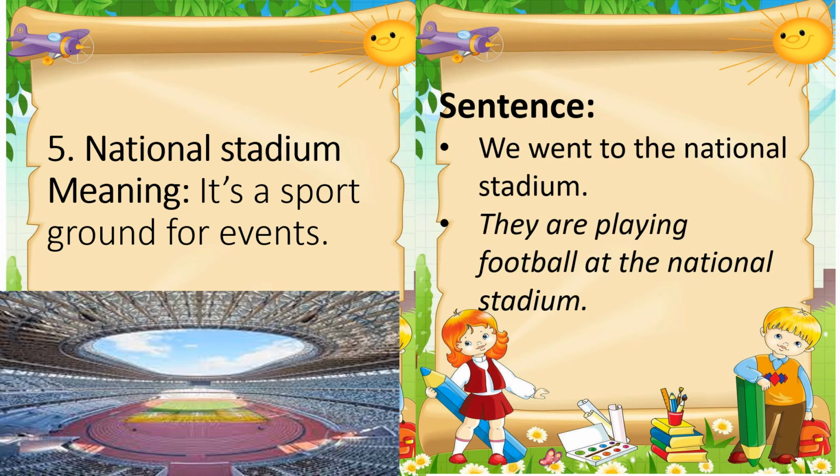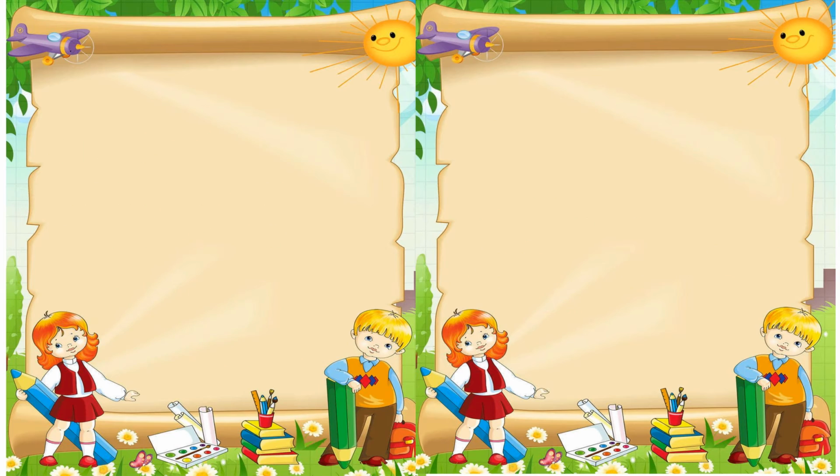In a sentence, we can say we went to the National Stadium. We went to the National Stadium. Or you can say they are playing football at the National Stadium. They are playing football at the National Stadium. So that's about National Stadium. It's a sport ground for events or any kinds of sports.